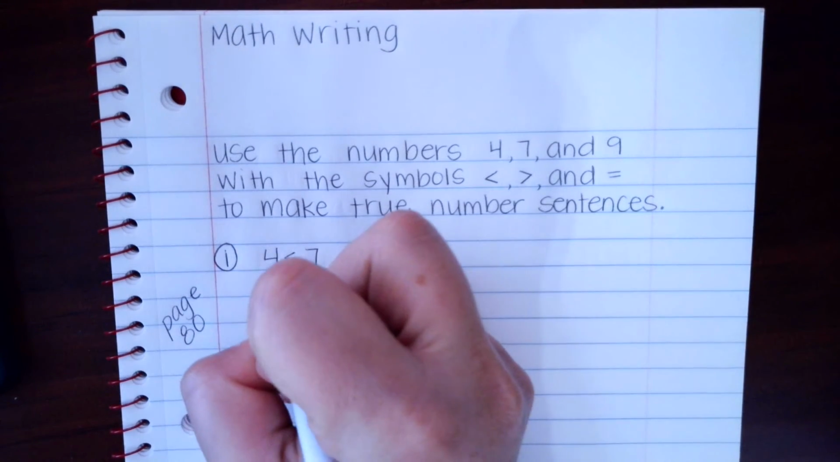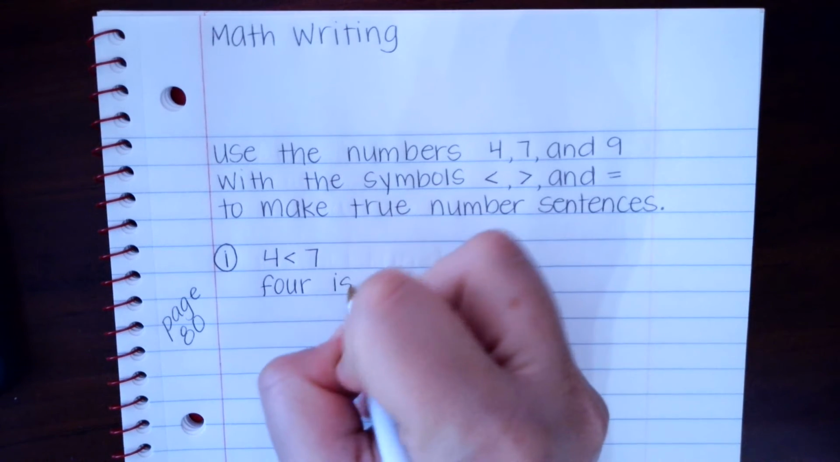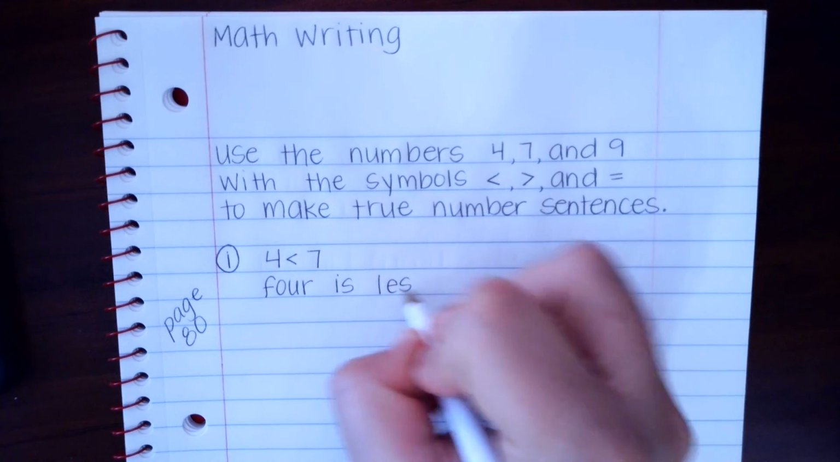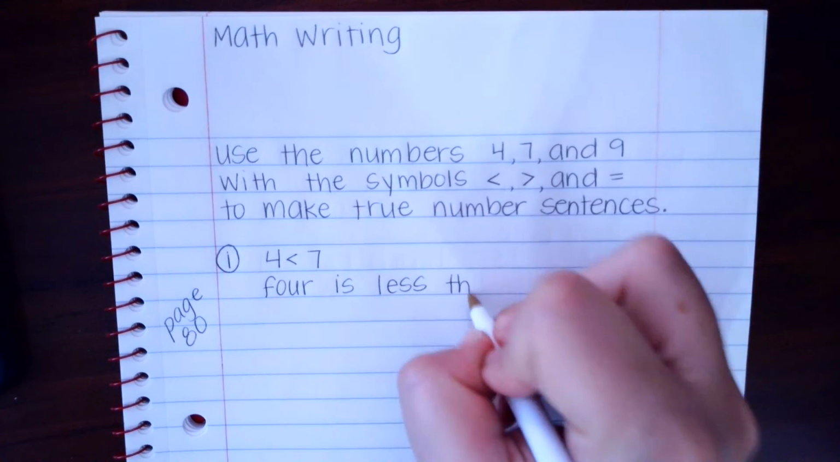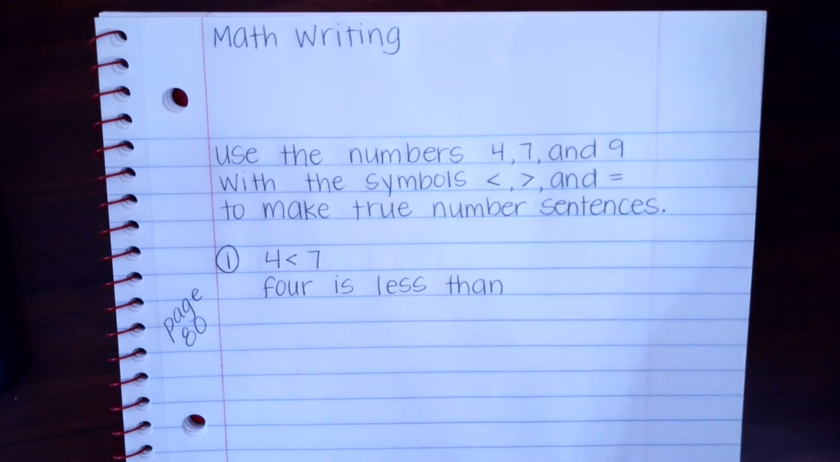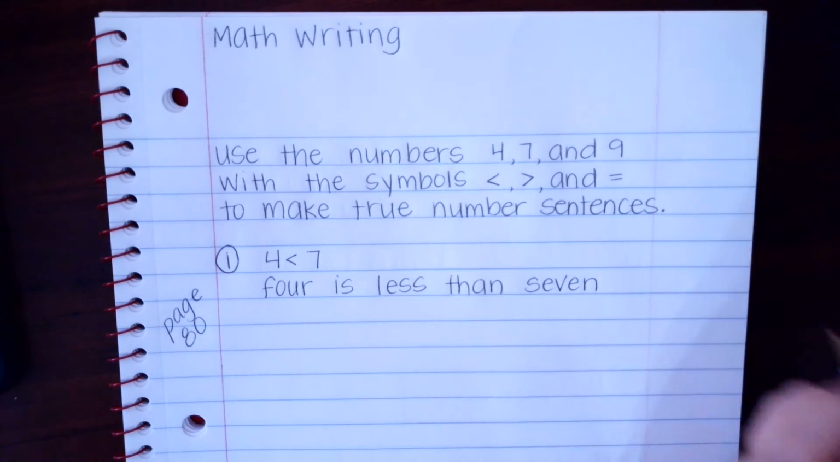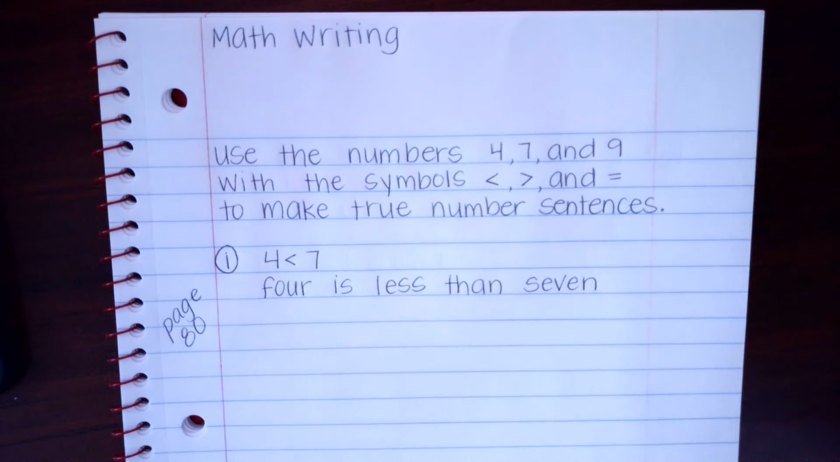So now I'm going to write 4 is less than, and you need to include is and you need to include than, 7. So that is my word form.